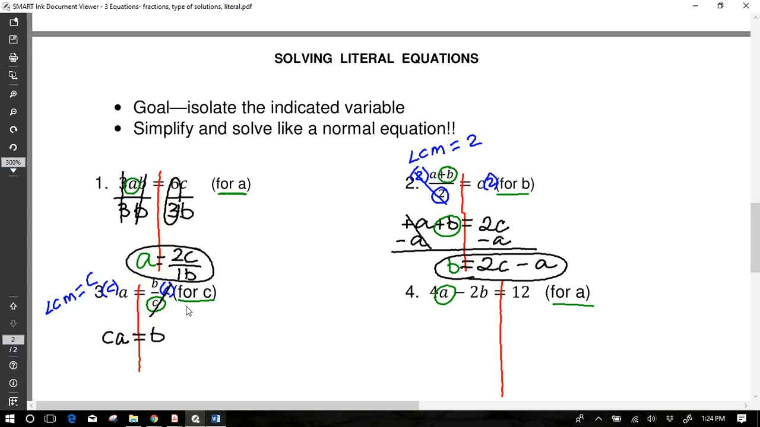And just to help me remember what variable I'm still trying to solve for, I'm going to circle it again in green. So now I have C times A. And what is the inverse of times A? It's dividing by A. Okay, so those A's canceled. I now have B divided by A. And then I'm going to bring down my variable C, which is now by itself.